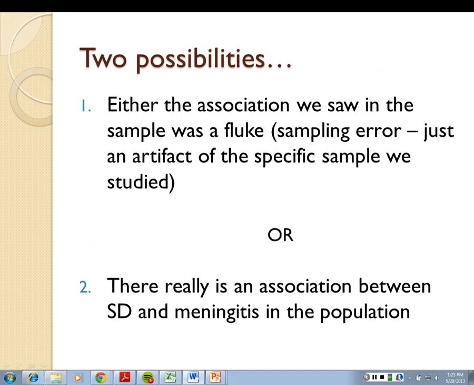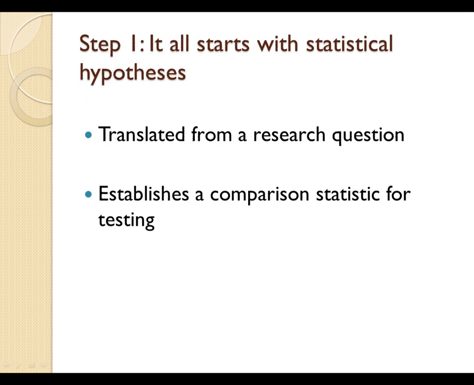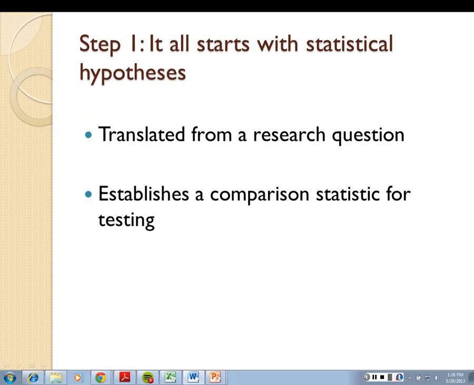So there are two possibilities. Either the association we saw in the sample was a fluke, or there really is an association between SD and meningitis in the population. So how do we determine which is the correct conclusion? It all starts with the statistical hypothesis. We use our research question to develop our statistical hypothesis. We also determine which comparison statistic we will use.